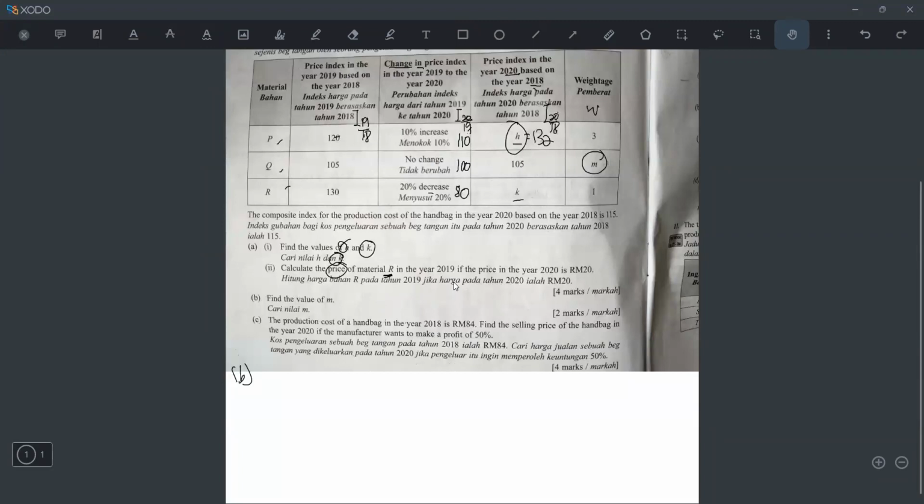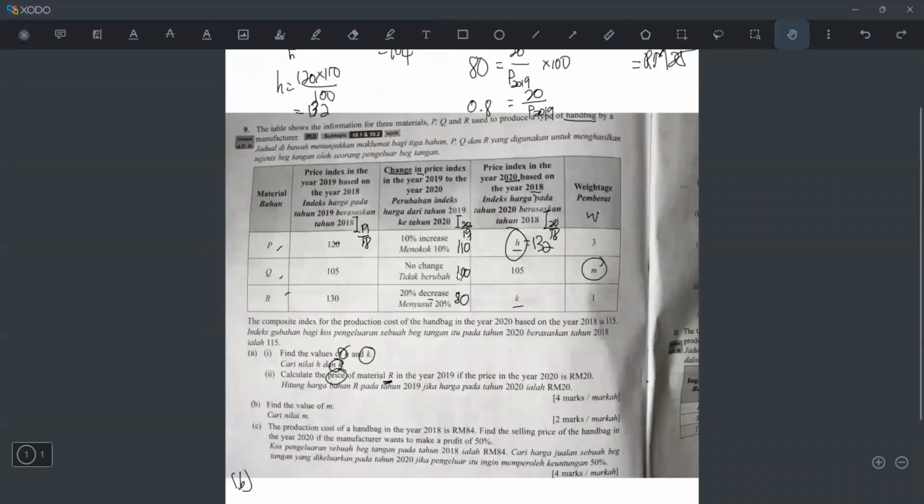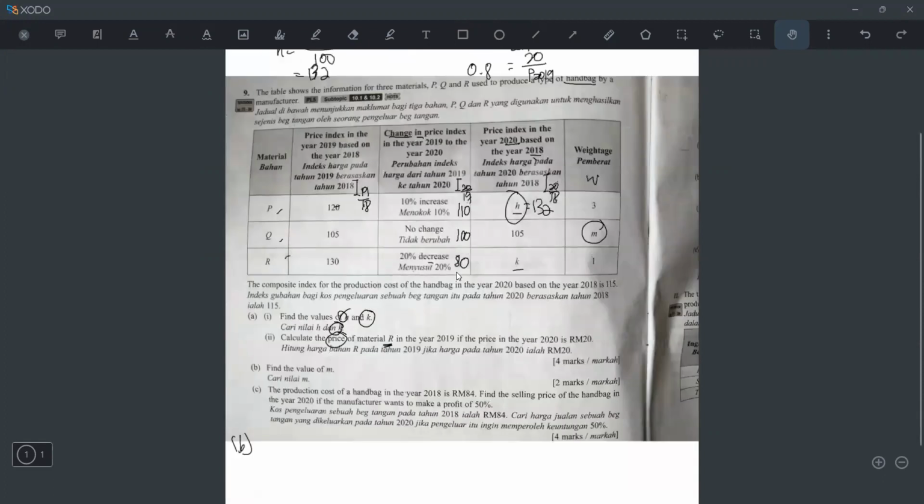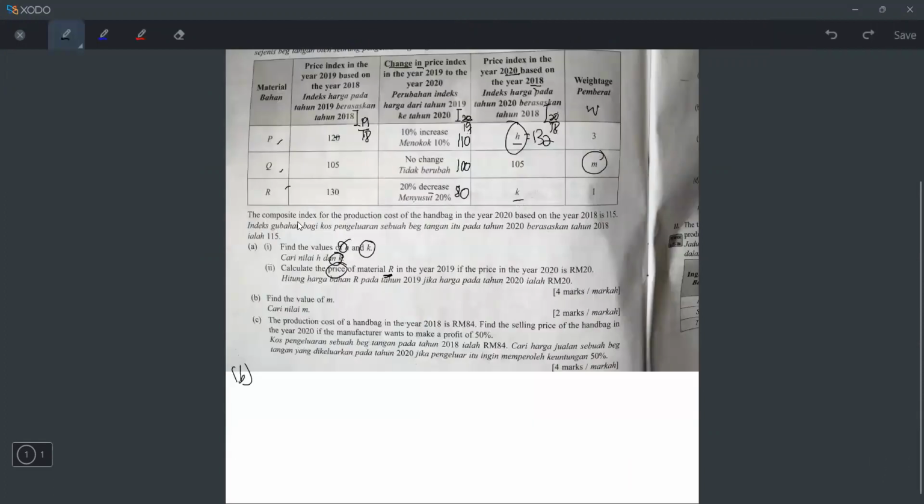Yeah, but did they give me the I dash? They got give lah. I missed out this one already. The composite index for the production cost of holding back 2020 based on 2018 is 115. So actually we have to use this info lah. I dash for 2020 based on 2018, so 20 over 18, 115. Actually, I didn't read this line just now. Like when I finished the table, I just did part A. I never noticed this. But you have to use this info for this question.